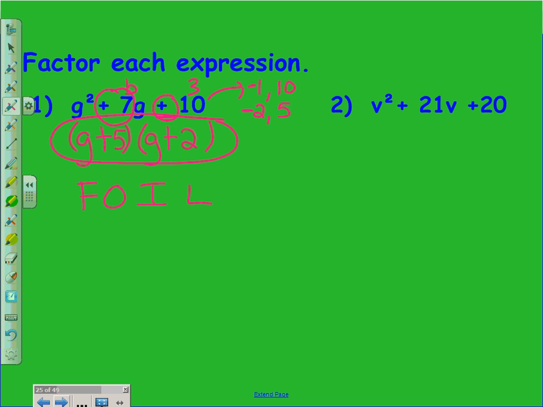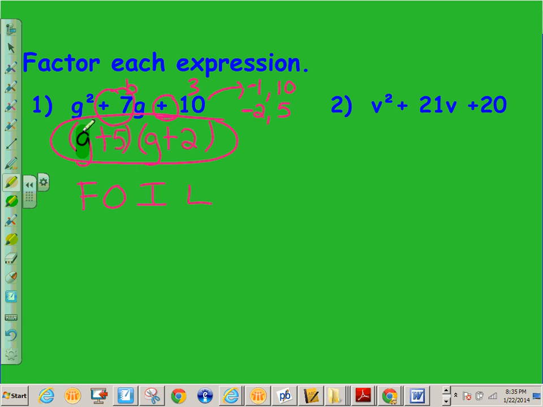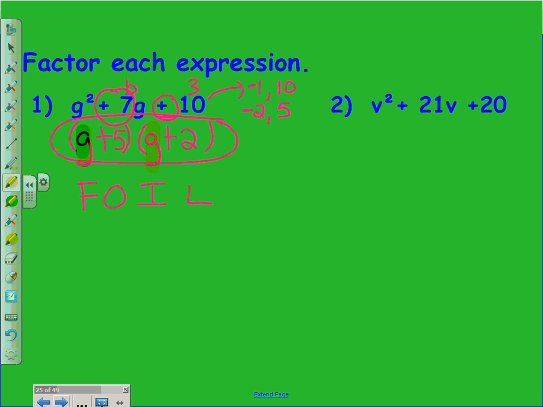So if I did first, that would be g and g. And so g times g, we know, is g squared. And then plus our outer term. So our outer terms would be g times 2, or 2g. Our inner terms would be 5 times g, or 5g. And then last is going to be 5 times 2, or a positive 10. So overall, we ended up with g squared plus 7g when I combine the two like terms, and then plus 10. So we did a fantastic job our first time around.